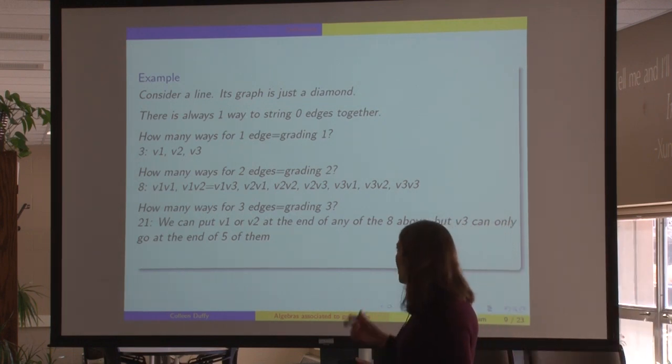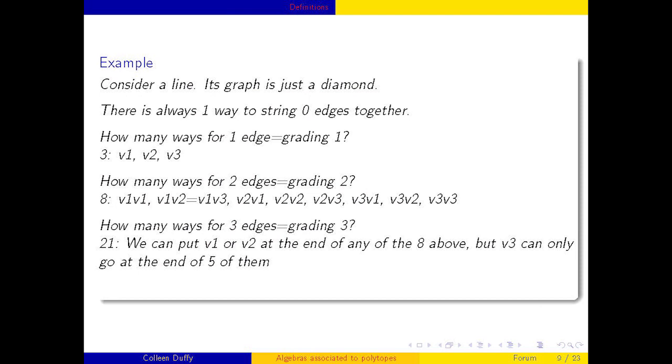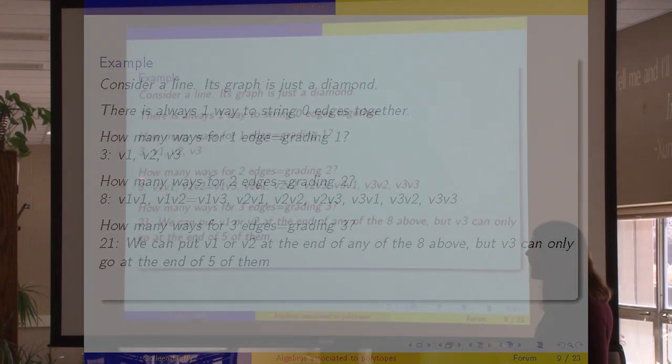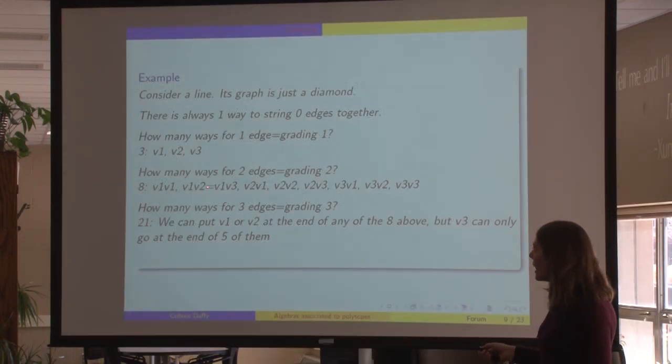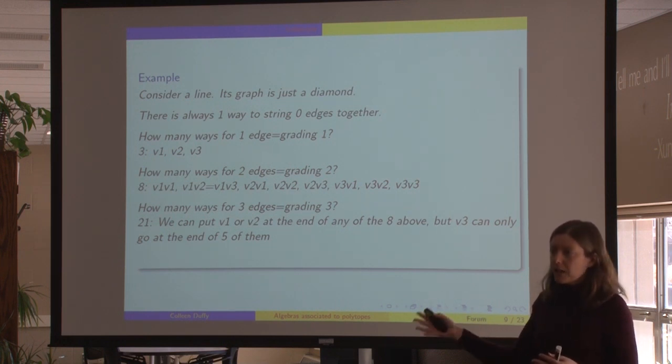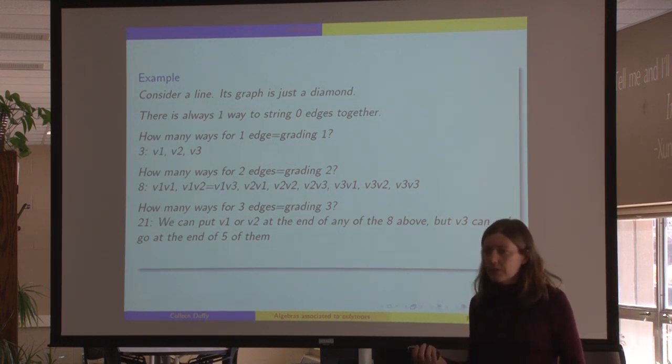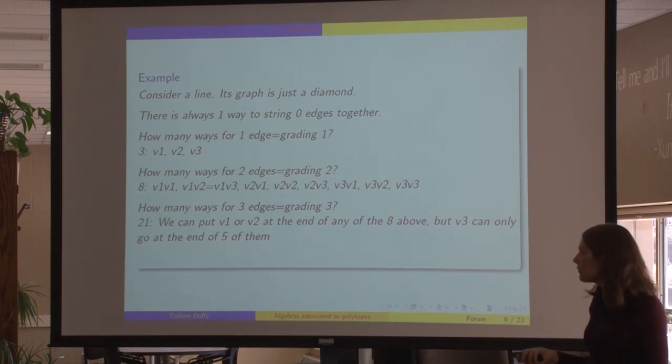I didn't list all 21 out, but one way we can think about it is with these 8 listed up here, I can put V1 at the end of any one of them, and that doesn't violate any rule, so that's 8. I can put V2 at the end of any one of them, so that's 8 more, 16. But V3 cannot follow V1. So I cannot go on this one. I can stick it to the end of this one, but not that one. Yes, that one. Yes, that one. Not that one. Yes, that one. Yes, that one. So there's 5 I'm allowed to stick it on the end. So 8 plus 8 plus 5 is the 21. So we have 21 different ways.